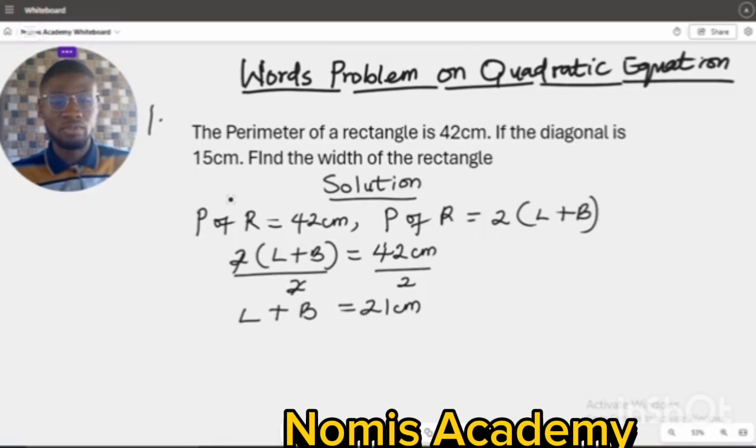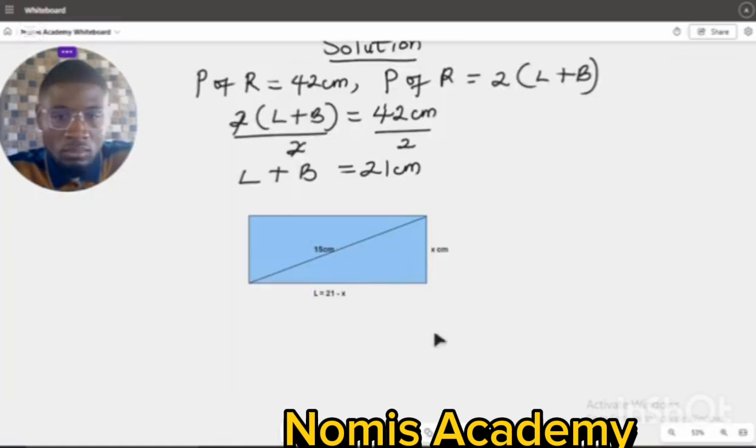Now let us draw the rectangle to see what else we can do with this length plus breadth equal to 21 centimeters to solve this question. Yes, this is the rectangle we are talking about. Can you see the diagonal? The diagonal is the line drawn from this end to the opposite corner. The length of this diagonal is 15 centimeters. We can see that the width is represented with x. That is what we are looking for. Let's say x centimeters is the width of the rectangle.